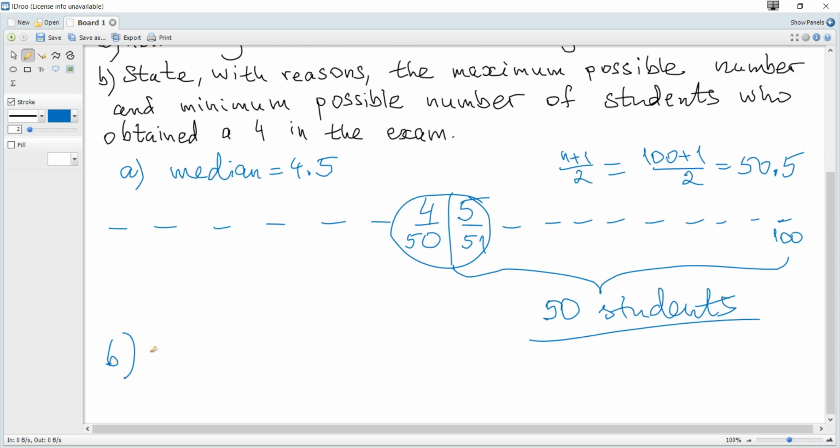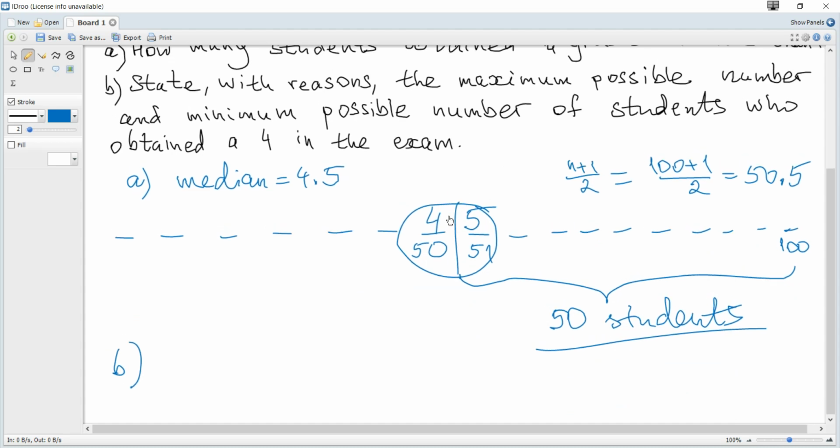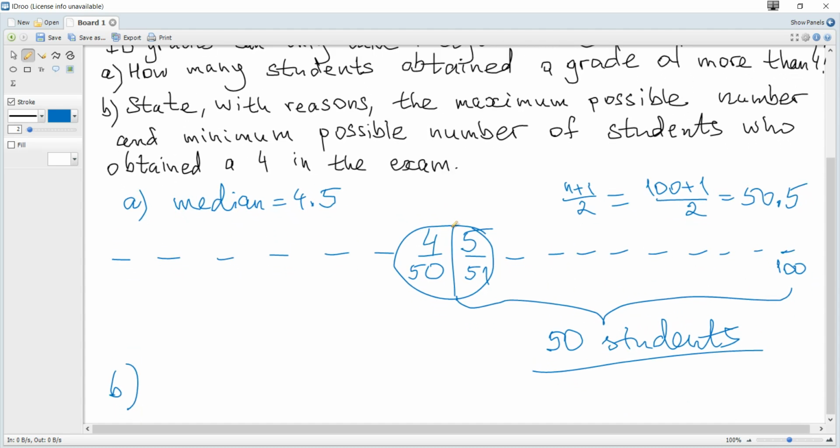B. State with the reasons the maximum possible number and minimum possible number of students who obtained a 4 in the exam.